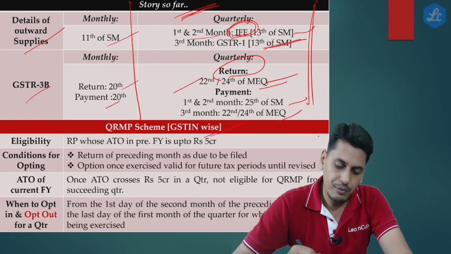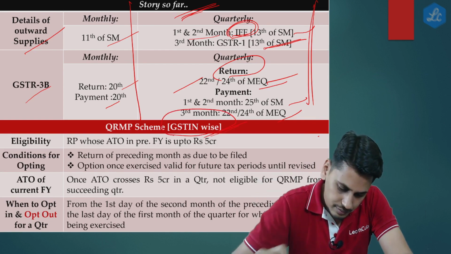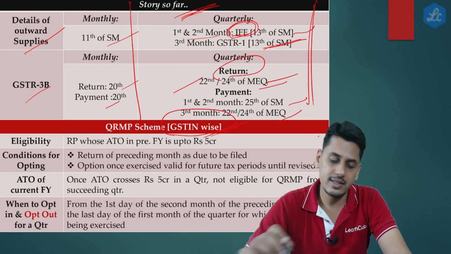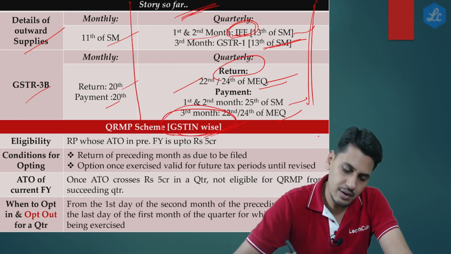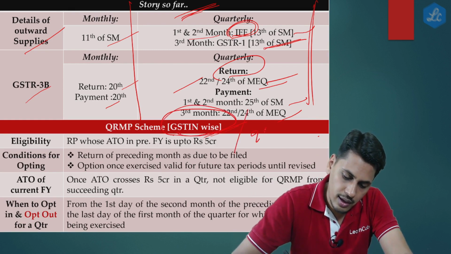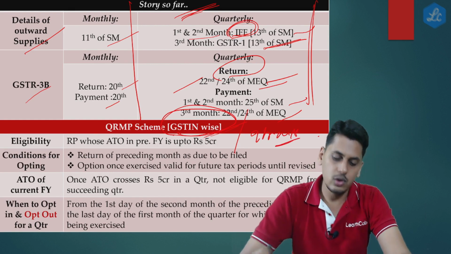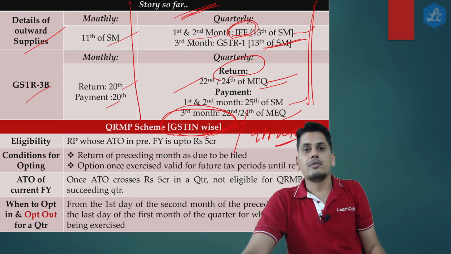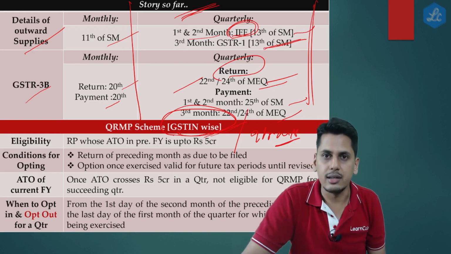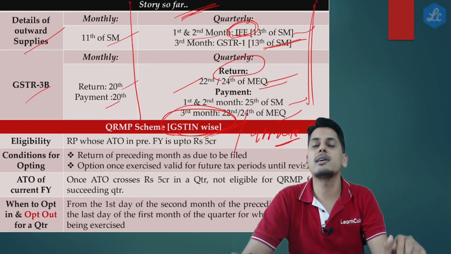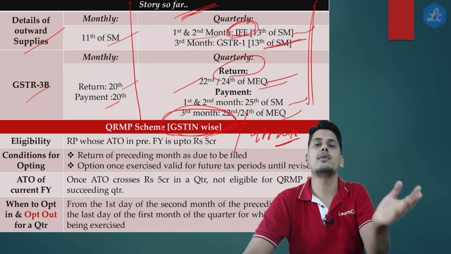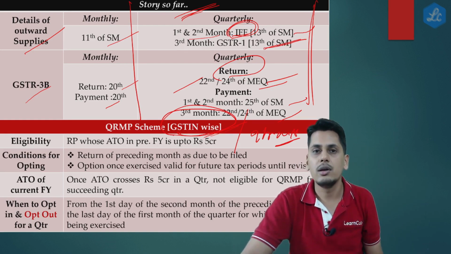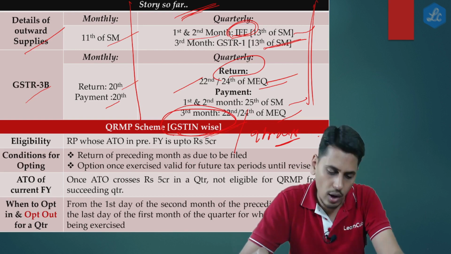QRMP scheme can be opted for GSTN wise, and I could add another point over here, it is quarter wise. QRMP scheme can be opted GSTN wise and quarter wise for various quarters in a financial year. For various quarters in a financial year, you can switch over between QRMP scheme and the regular scheme. Of course, within the window which is available, you have to exercise the option.